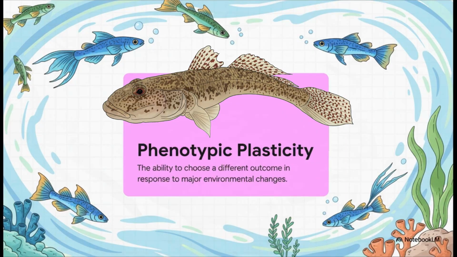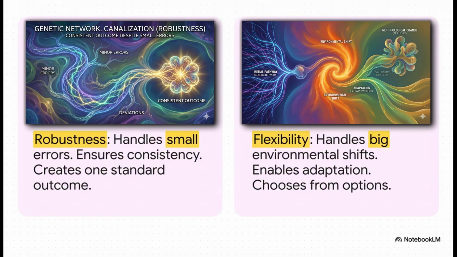It's incredible. So here you have it, side by side, life's two brilliant strategies. On one hand, you have robustness, which makes sure you get a consistent result even when there are small errors. On the other, you have flexibility, which allows for adaptation when the whole world changes. It's basically the ultimate survival toolkit.